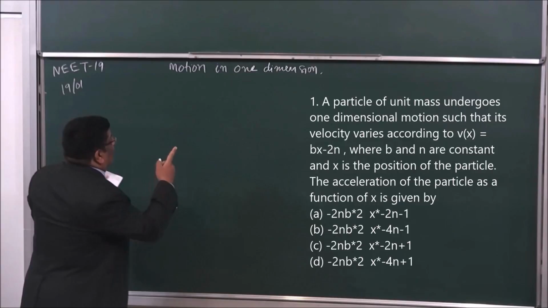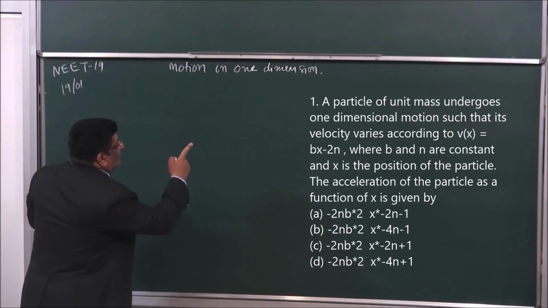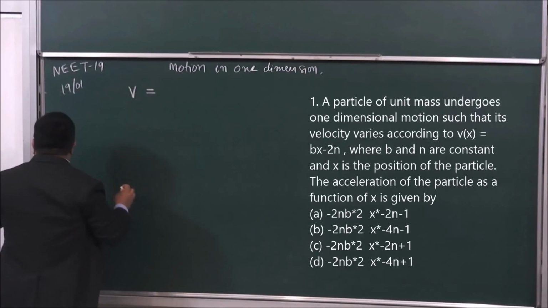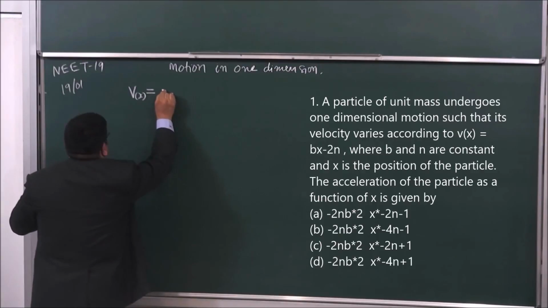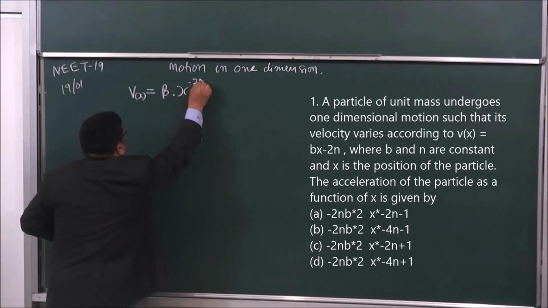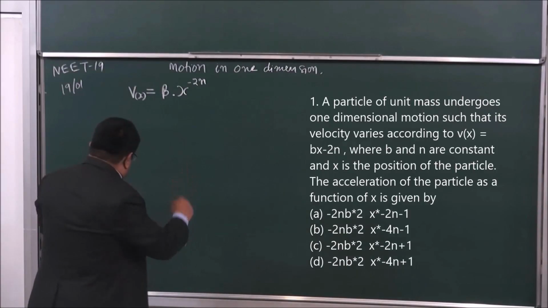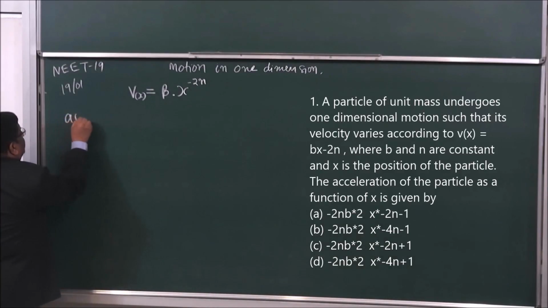A particle of unit mass undergoes one-dimensional motion and there is an equation of velocity. The equation of velocity is v, which is a function of x, and it is given by beta into x to the power minus 2n, where beta and n are constants and x is position of the particle. The acceleration of the particle as a function of x is given by what? So what we are supposed to find out is acceleration.